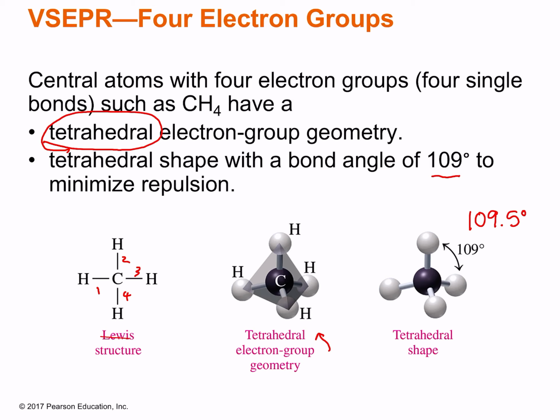And the reason is because these electrons want to spread out as much as they can. They want to maximize their space, and so the way that they do that is they pop out of the page, and they're now 3D. So when we have 4 atoms bonded to the central atom, this is going to be tetrahedral. 109.5.